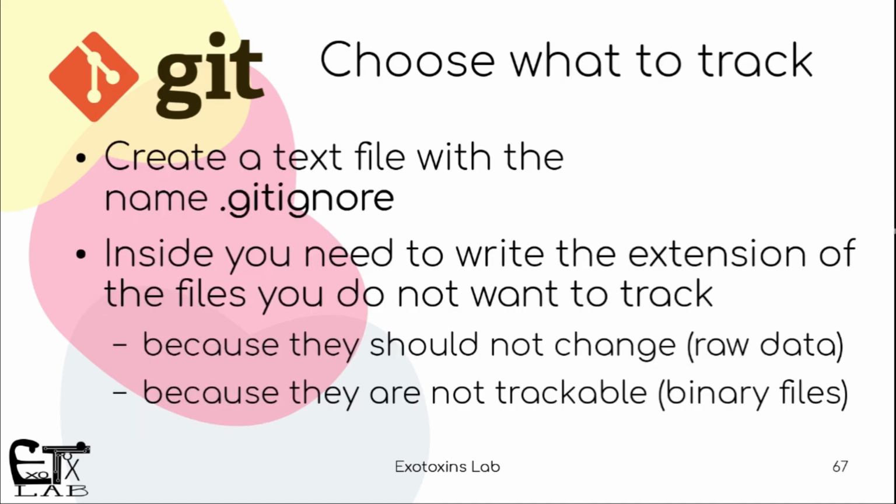So how do you choose what to track? The first thing is you need to create a text file with the name .gitignore. So it's going to be a hidden file, and inside that file you need to write the extension of the files that you don't want to track, or the directory that you don't want to track. We do that because they don't change, like the raw data, or because they are not trackable binary files.